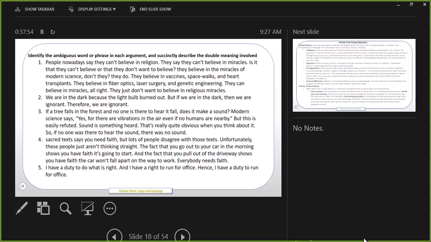And in the second context, but if we are in the dark, then we are ignorant. Dark in the second sentence is a metaphorical expression of the absence of knowledge. Yes, absence of knowledge, right? We are in the dark, absence of light. In the second context, it's a metaphorical expression of the absence of knowledge, right?